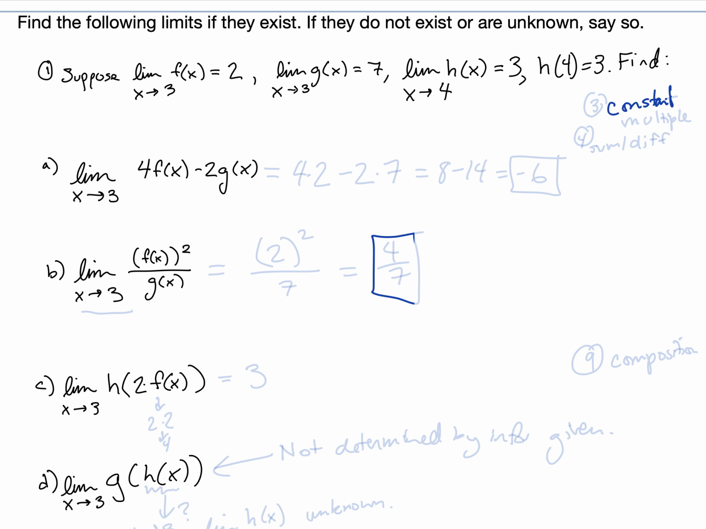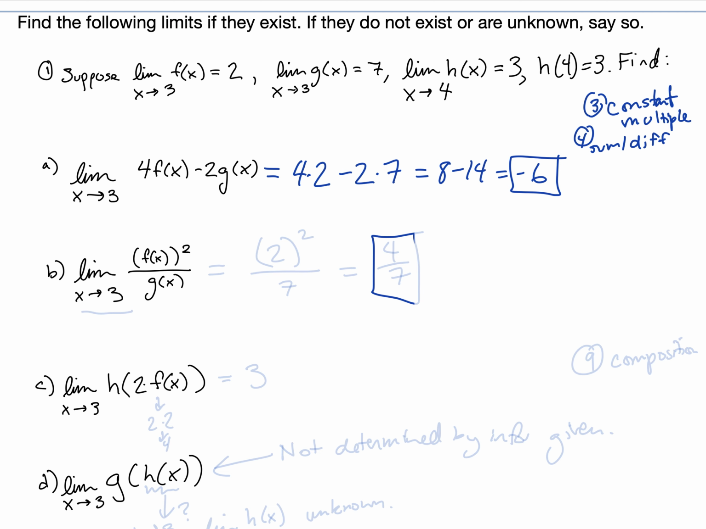constant multiples. A constant multiple inside a limit can just be brought out. We have the sum and difference rule, and so on. I think this was rule 3 and this was rule 4 in the properties above, in that first theorem above. And so using those for part A, the limit as x goes to 3 of 4 times f of x is 4 times whatever the limit as x approaches 3 of f of x is. That's 2 in this case, minus 2 times the limit as x approaches 3 of g of x, that's 7. And so we can just say, okay, that's 8 minus 14, that's negative 6.